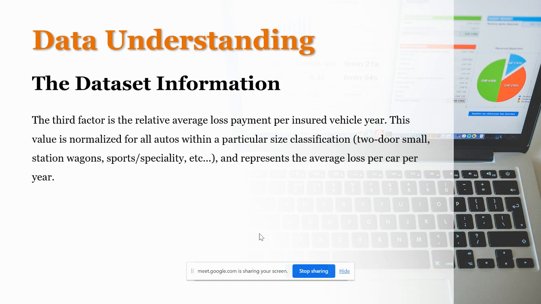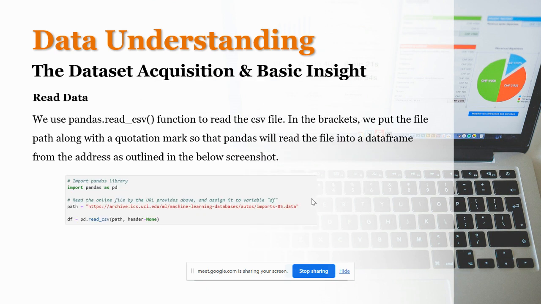Either two-door cars, station wagons, sports, or specialty cars. You know, depending on what it is, it could be Formula One and all of that. But then we are understanding the context of what our data is telling us, representing them in their form and format. Okay, so the data set acquisition and basic insight.